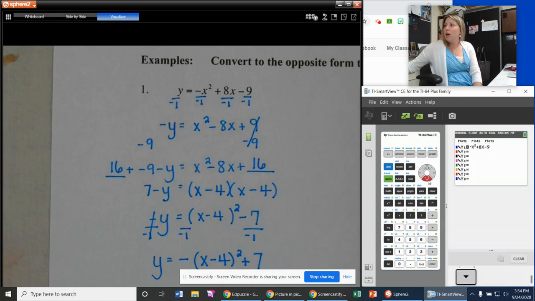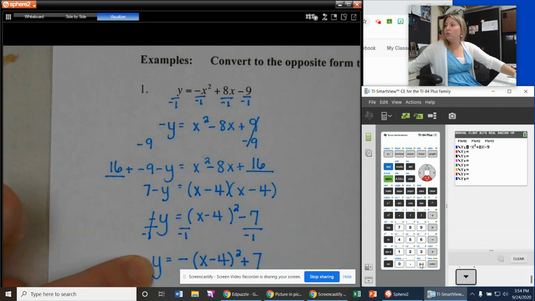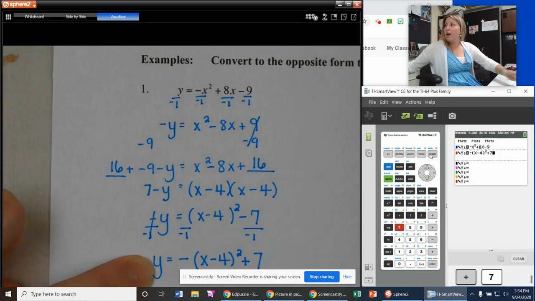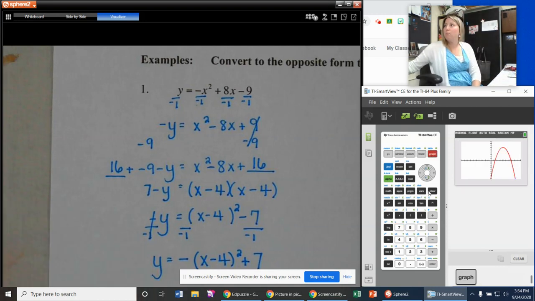Now arrow down and put in the function you just found. So it starts with a little negative. Always start with that little negative at the bottom. And now put this function in. Okay, and when you press graph, they should come out to be exactly the same parabola. And they did. That's how I know I got it right. That's my check. That's my big check.